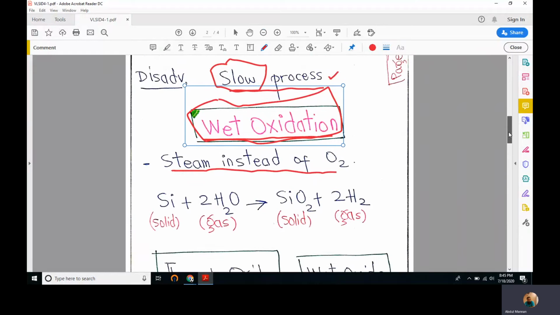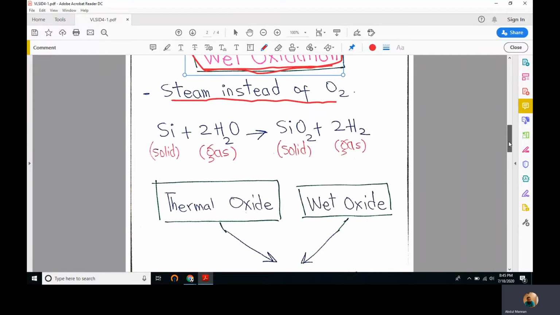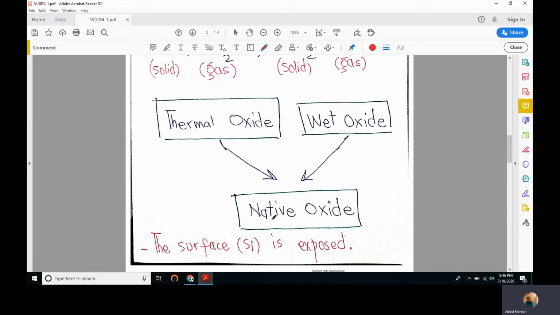They both convert the top layer of silicon to silicon dioxide, and they both require the underlying material to be silicon. They are both collectively called native oxide techniques. They produce native oxide because part of the silicon which is processed is converted into silicon dioxide, and they require the surface silicon to be exposed to the process, right?